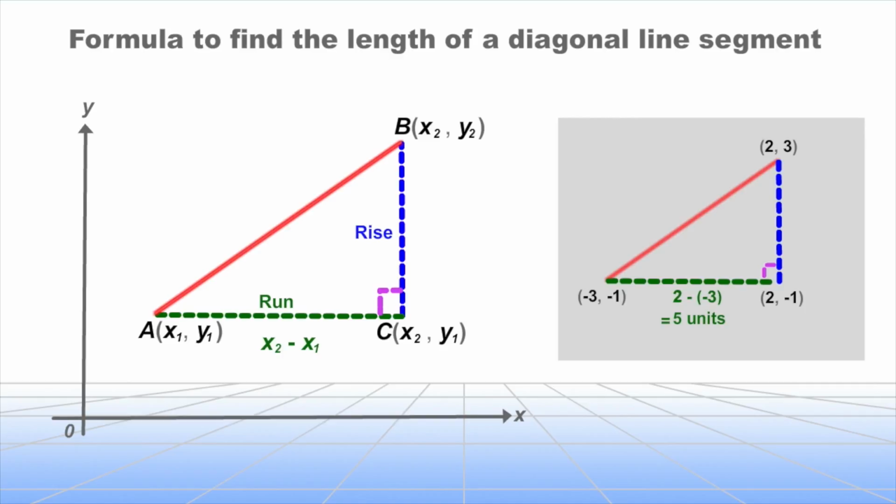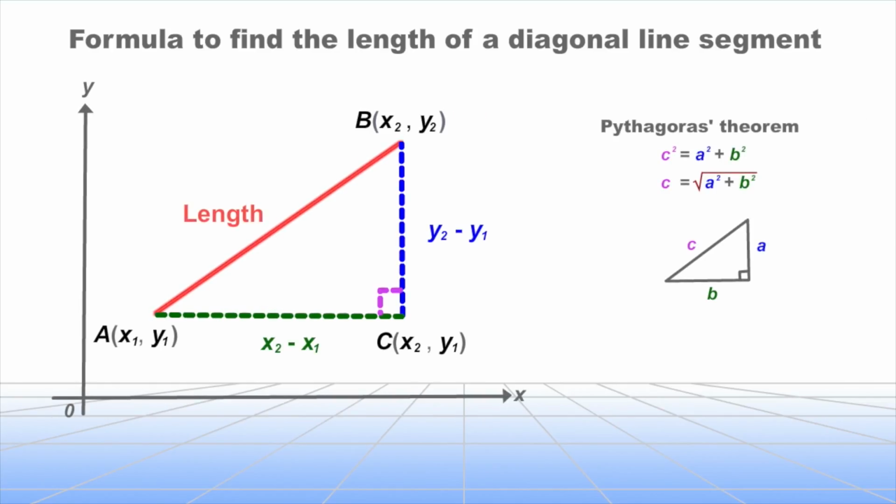Similarly, we obtained the length of the vertical line by taking the difference in the y-coordinates, that is 3, the larger value, minus -1, the smaller value, to give us 4 units. Therefore, the length of the vertical line BC can be obtained by taking the difference in the y-coordinates, that is y2, the larger value, minus y1, the smaller value.